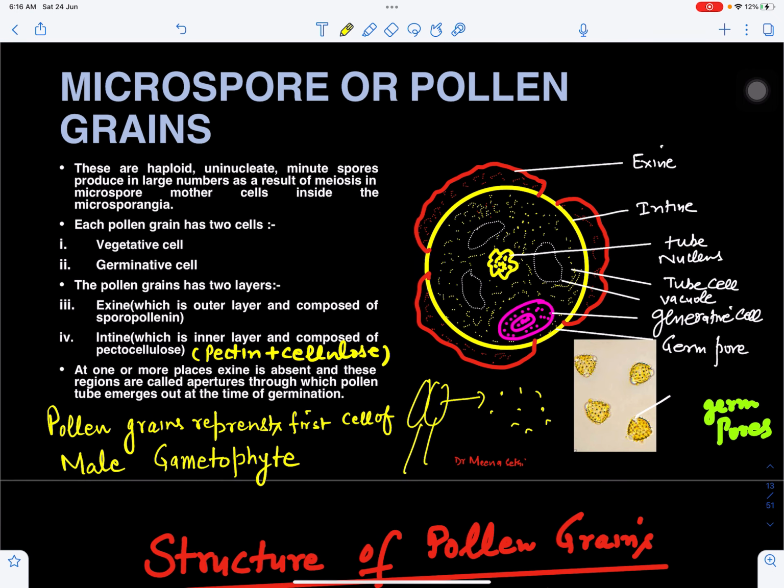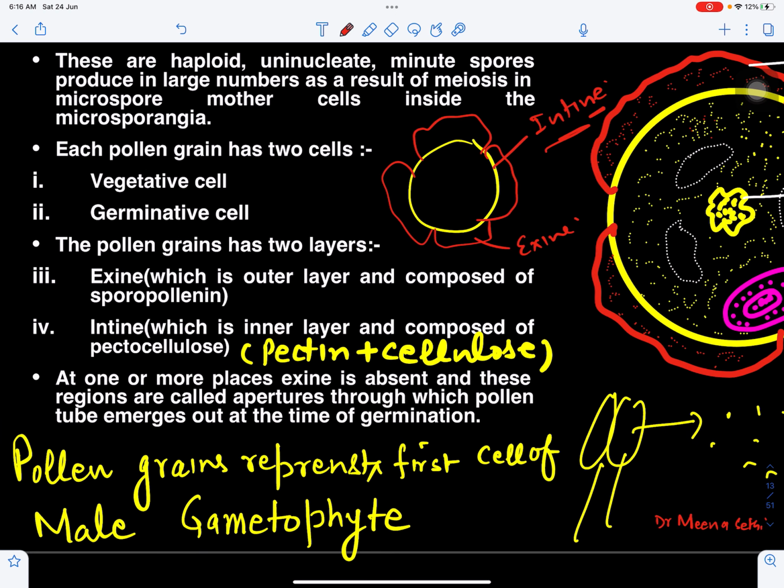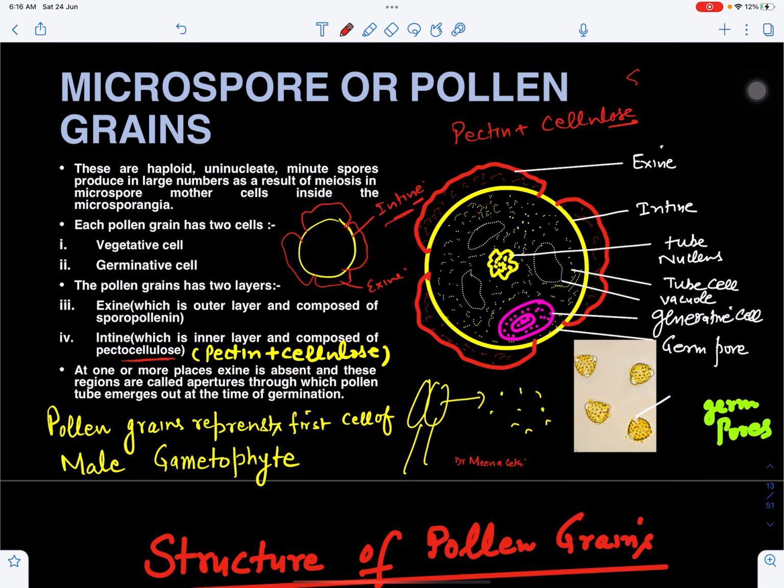If I draw here, this is the pollen grain. Now this is bounded by a thick wall, right? This thick wall is called the exine, and this thin wall is called the intine, right? Now this intine, which is the thin wall, is made up of pectin plus cellulose. Chemical composition? Pectin and cellulose. So this is pectocellulosic in nature, right? And exine is made up of sporopollenin. We'll discuss this in the next slide.